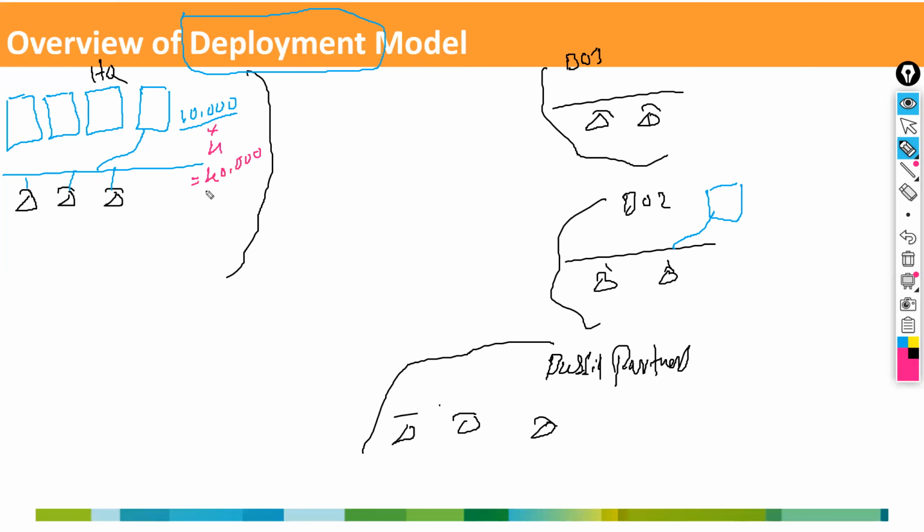In one single CUCM server, how many IP phones can be registered? 10,000. In a cluster, 40,000. This is the difference. Single CUCM, maximum 10,000 IP phones. In a cluster, 40,000 IP phones. Suppose you have more than 40,000 users, then you have to install or configure another cluster, so 2 clusters.